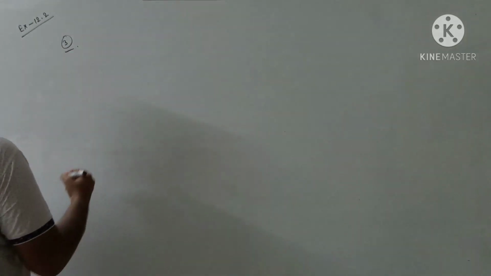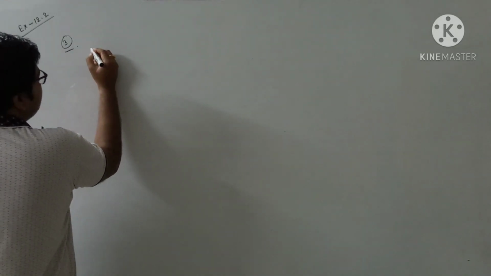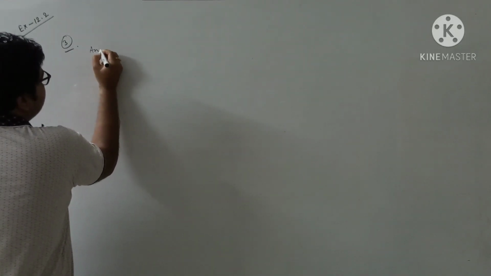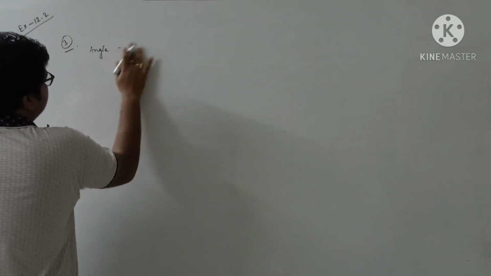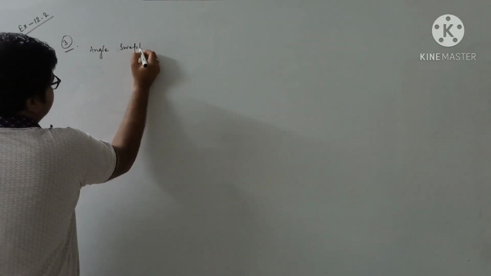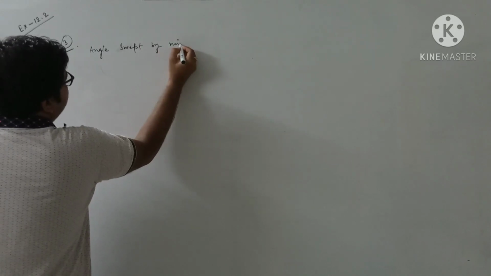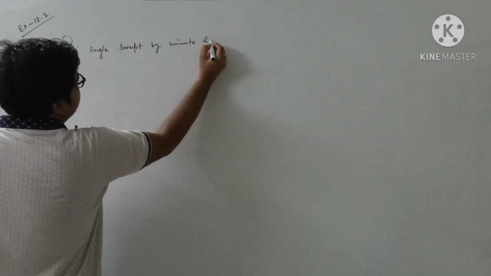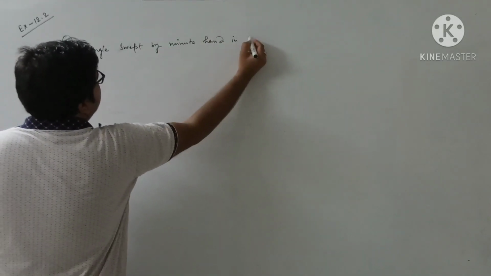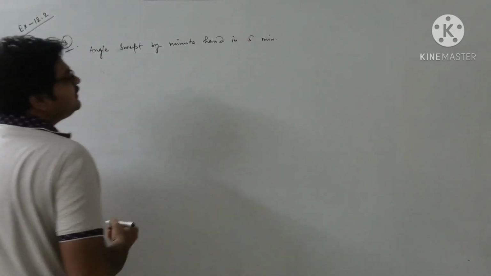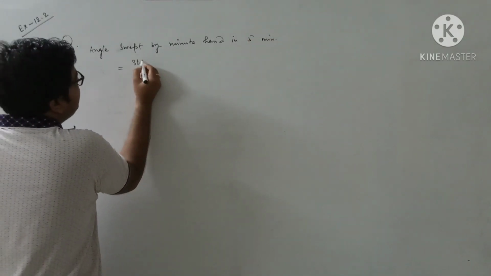So I'll write like this. Angle swept by minute hand in 5 minutes. What will be? 360 degree by 12.